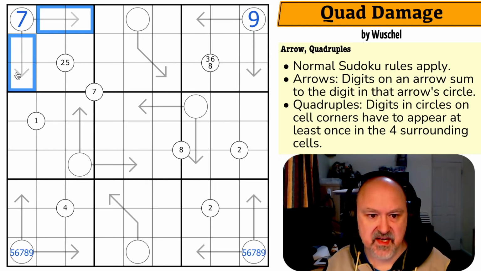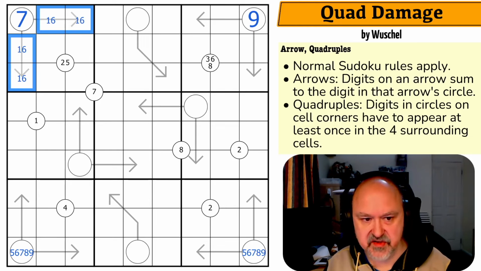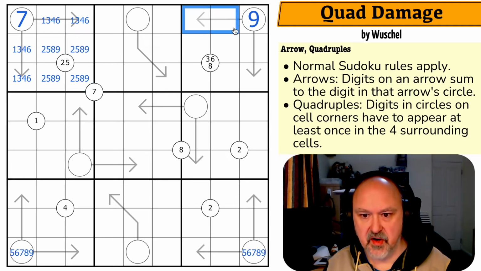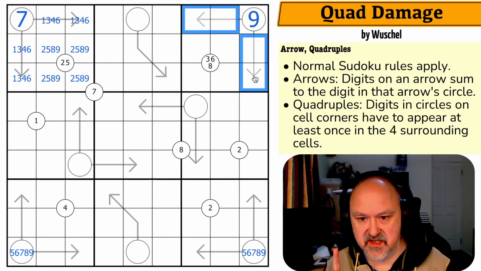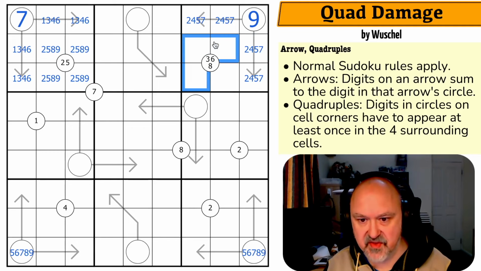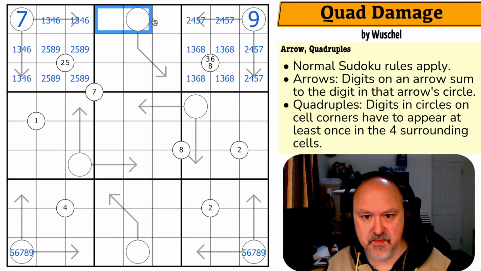So the 7 is 1 6. I can't use 2 5. These are 1 6 and 3 4. So these are 2 5 8 and 9. The 9 now can't be 1 8, it could be 2 7, it can't be 3 6, it can be 4 5. So these are 1 3 6 and 8, which means 8 is definitely up here.